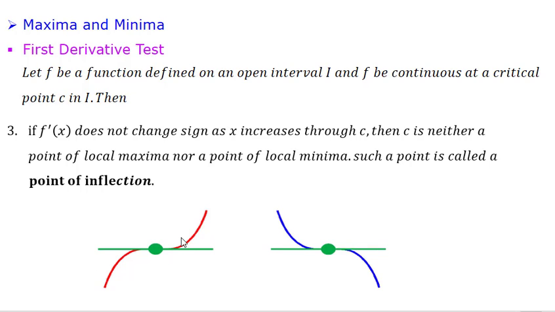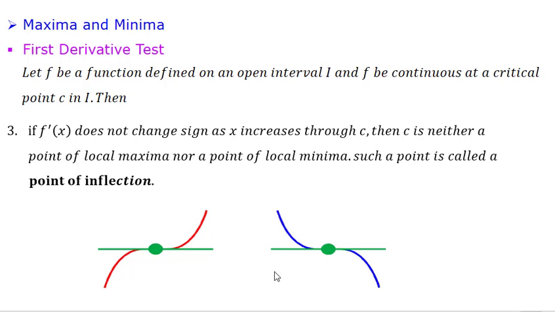So f dash x is greater than 0, and it changes as it moves from point C onwards, then also f dash x is greater than 0. So at this center point, the function is neither maximum nor minimum. From the graph also you can understand that it is not attaining any maximum or minimum value. So this is a point of inflection.